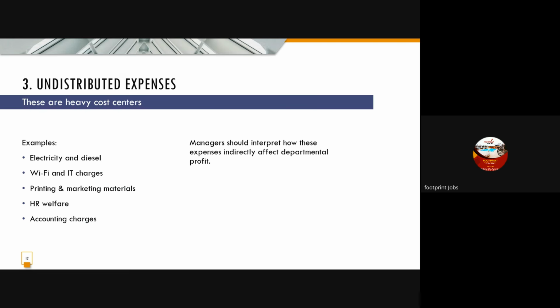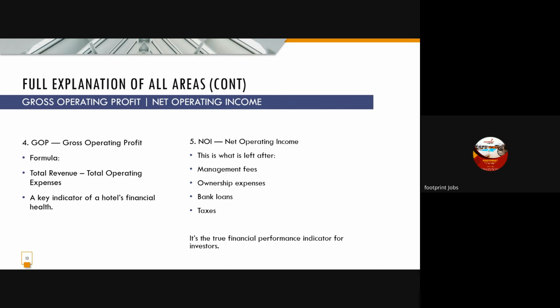Because these are actually charges or expenses that do not bring in direct profit into the company. Now, let's look at all the areas. Full explanation of all areas. Okay, this continuation: gross operating profit and net operating profit.